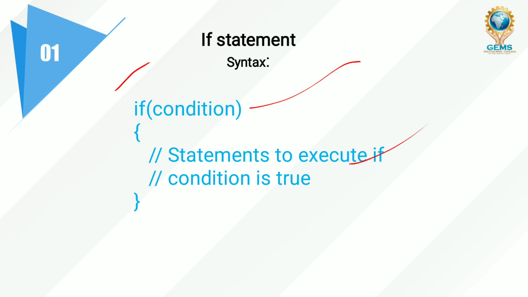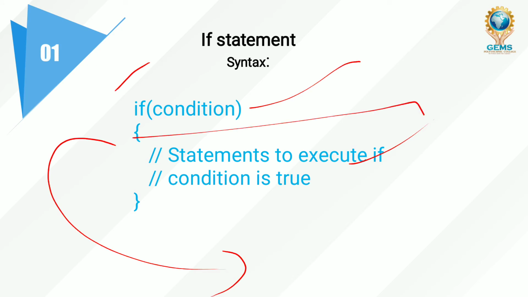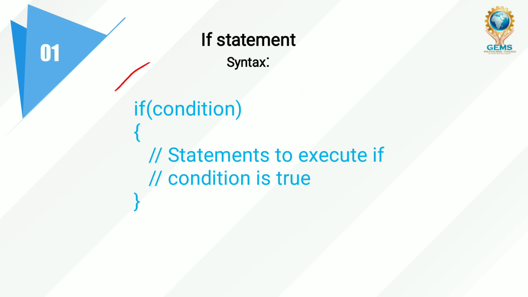Condition and statement. If the condition is true, it will execute. Or if the condition is not true, it will skip and come to here. The controller comes to here. When the condition is not true, the controller skips this block of statements and comes to another statement to execute. This is about the syntax of the if statement. Look here, if condition and statement. This is the syntax.